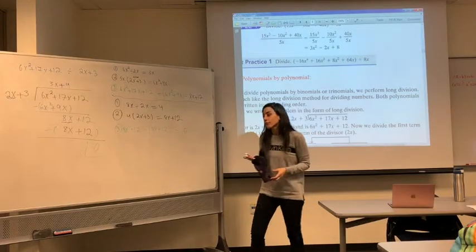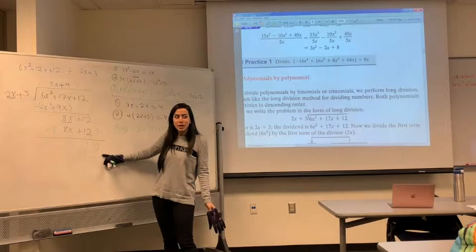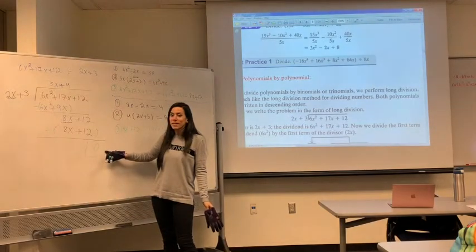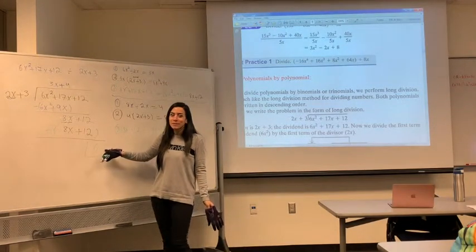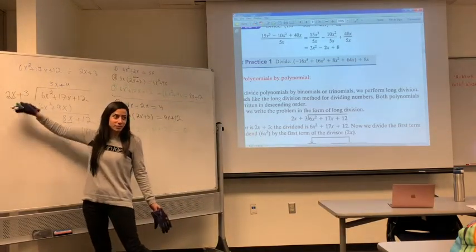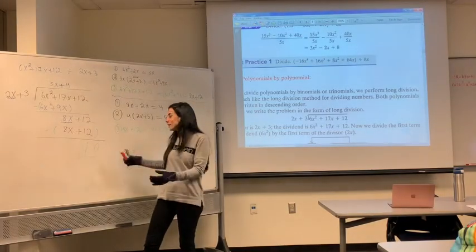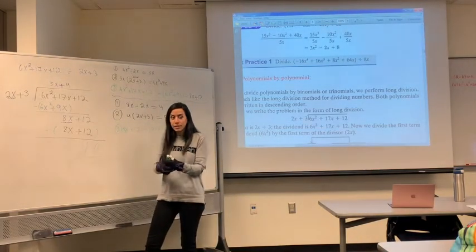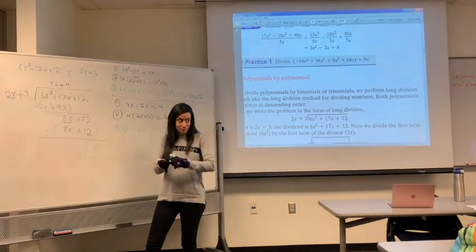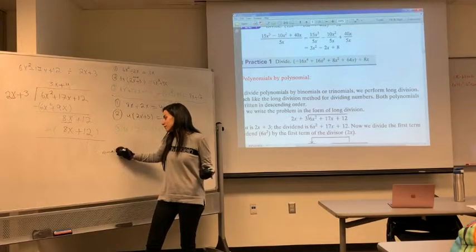So now we cannot continue anymore. Why? Because we don't have even a variable. So it means the variable here has a lower power than the divisor, the thing I said. So we have to stop, okay? So this final constant we get here is the remainder of this division. So this is a remainder.